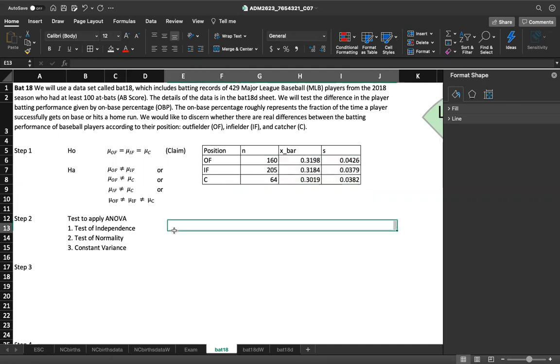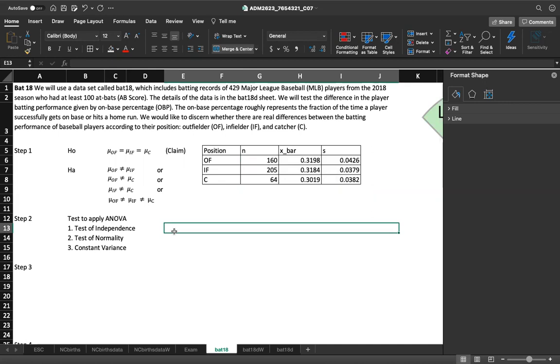So let's look at the test of independence. Now, this data is not sampled, and we do not see any collaborative behavior among the players. So we will say that each player performs independently.